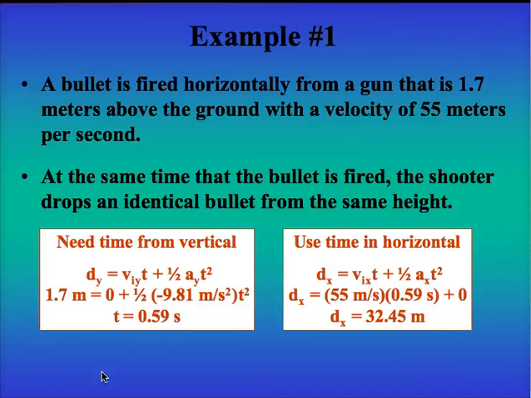The time we get from the vertical. It's going to fall 1.7 meters, so V_iy is 0, plus 1/2 times negative 9.81 meters per second squared times t squared. From that, to fall 1.7 meters takes 0.59 seconds. We could use that time in the horizontal to figure out exactly how far we travel. In 0.59 seconds at 55 meters per second, we'll travel 32.45 meters.